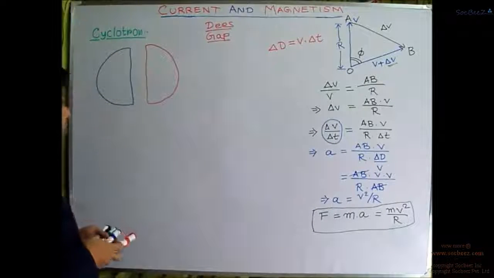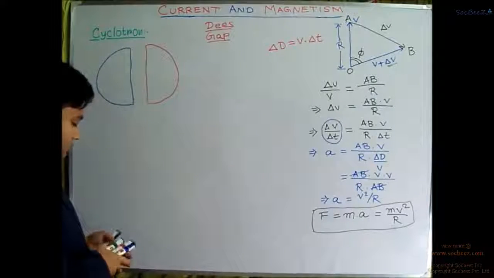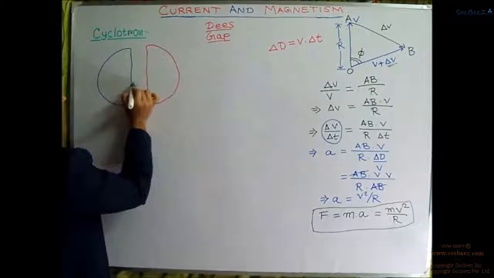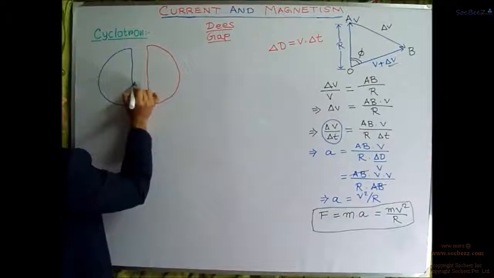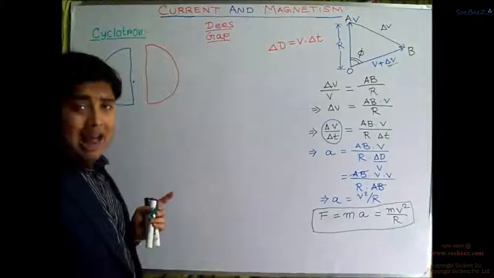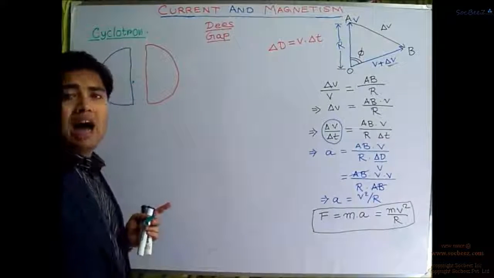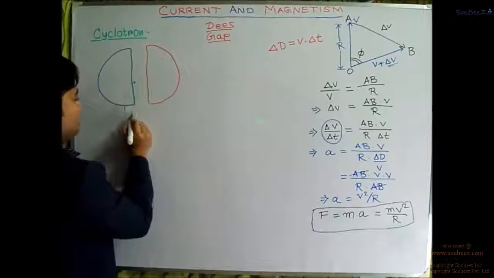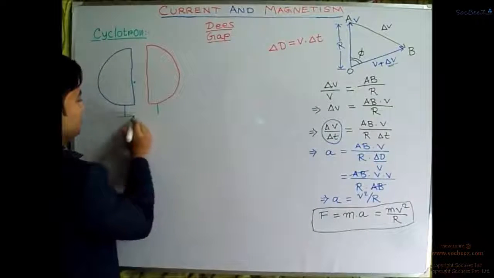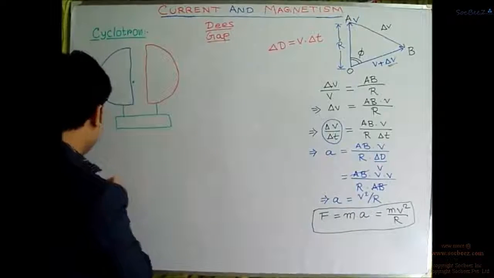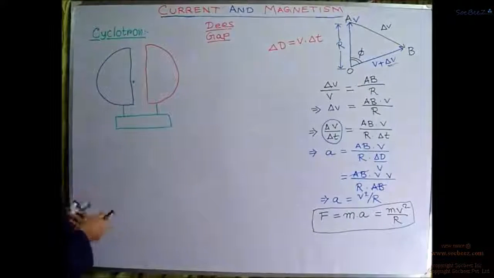Now, over here, if we do place something at this position, say for example, and we apply an oscillator over here. This is what? Oscillator.